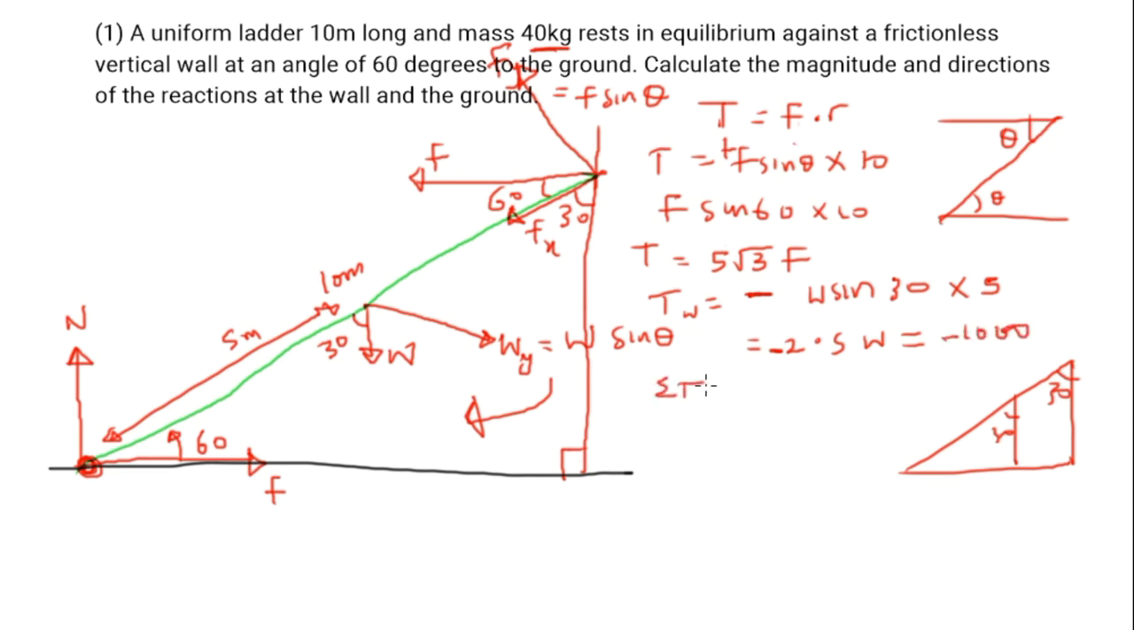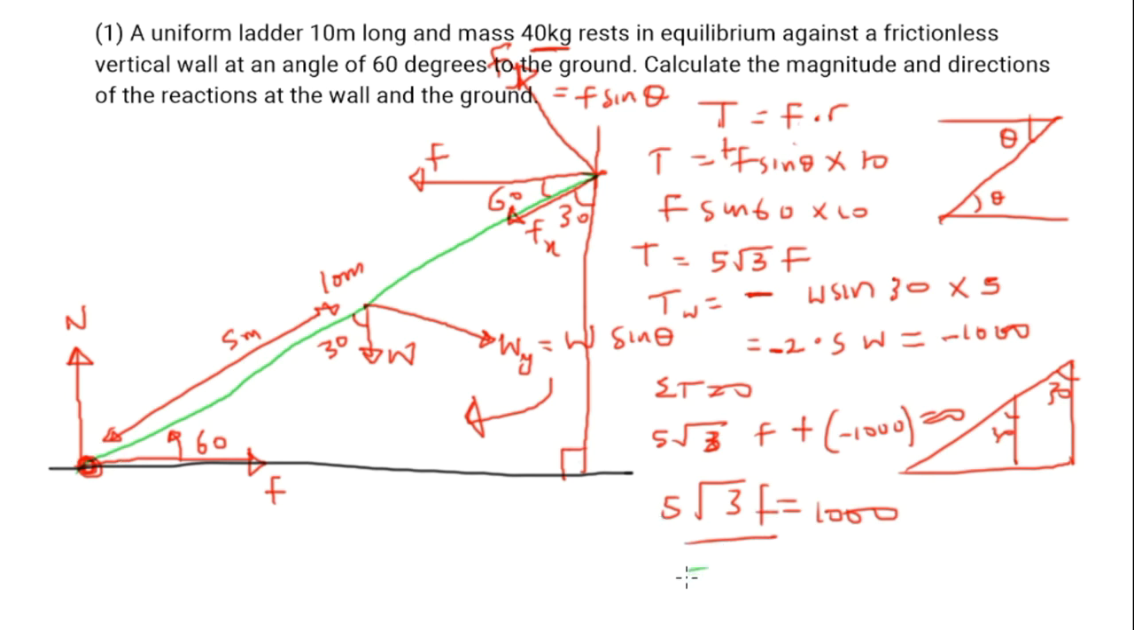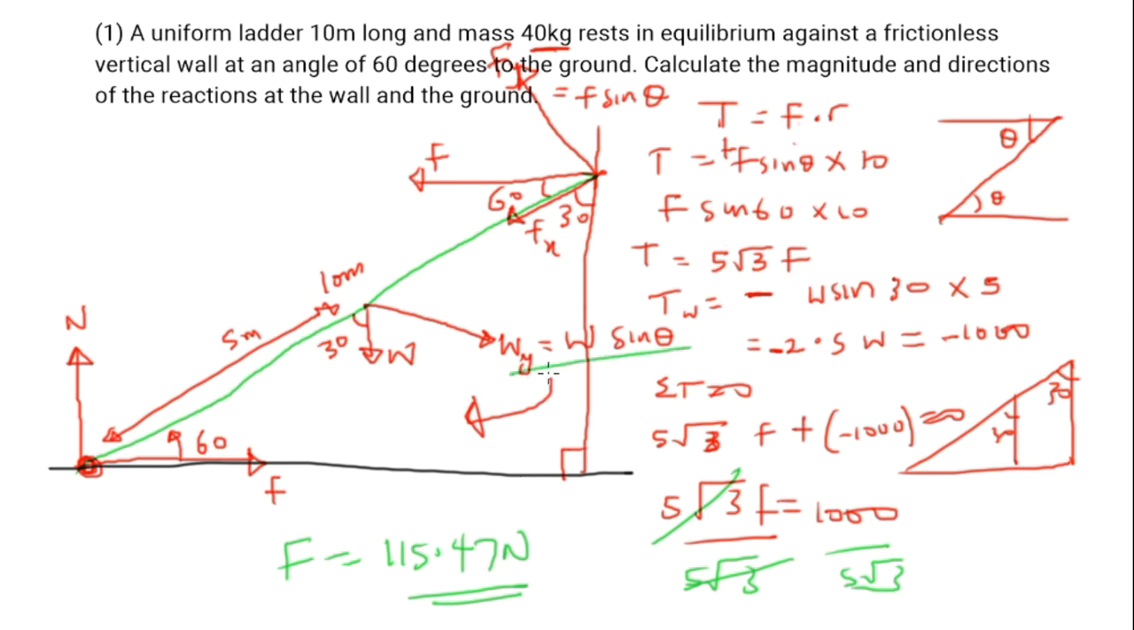As a result, the sum of the torque is equal to zero, so 5√3 F plus minus 1000 is equal to zero, so that 5√3 F is equal to 1000. If we divide both sides by 5√3, then F will be equal to 1000 divided by 5√3, which is equal to 115.47, which is the same as what we arrived at in the initial solution. But in this method, we will need to resolve. Okay, so if you continue with this, you will get the other answers.